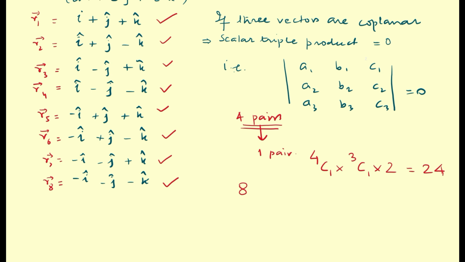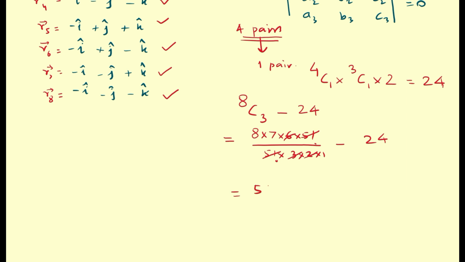What is the total number of vectors possible? It is 8C3, 3 vectors selected out of 8 in total. From this we have to subtract 24. These are those cases when we have coplanar vectors. So the difference is our answer, 56 minus 24, and that is 32, which is equal to 2 to the power 5, and hence comparing with 2 to the power p, the value of p comes out as 5.